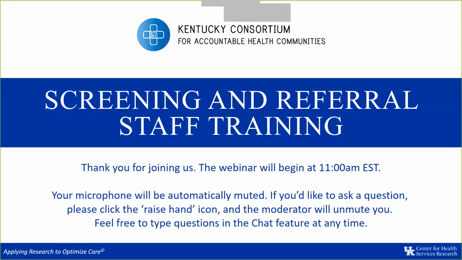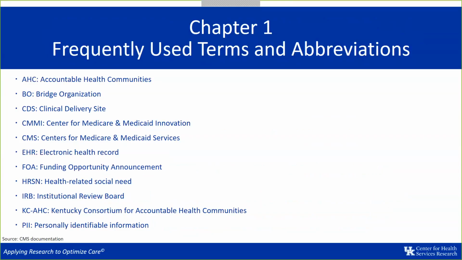So Module 1 is background on the Accountable Health Communities model. So I'm going to quickly explain a few of these abbreviations. BO stands for Bridge Organization, which in this case is the University of Kentucky. We're one of the many bridge organizations throughout the country involved in the AHC project. Now CDS stands for Clinical Delivery Site, which is just another way of saying clinic.